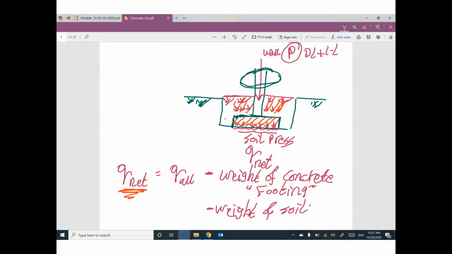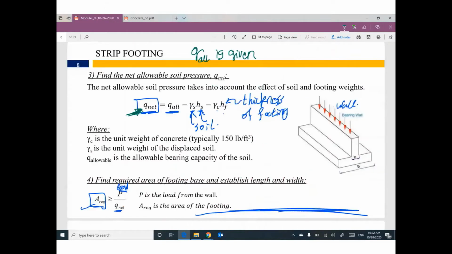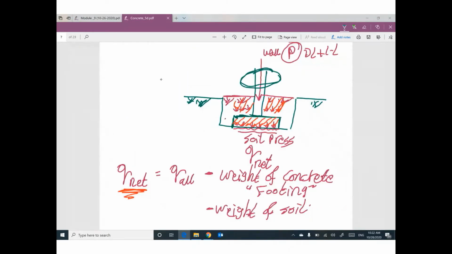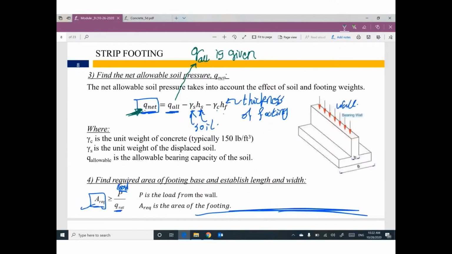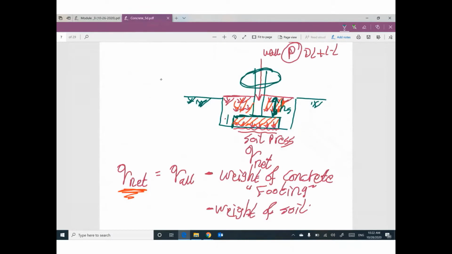So in this step, I'm going to calculate Q net equals Q allowable, which is given by the geotechnical engineer, minus gamma S times HS, gamma S for soil, HS the height of soil above the footing, minus gamma concrete times H footing. This footing has a thickness, HF.